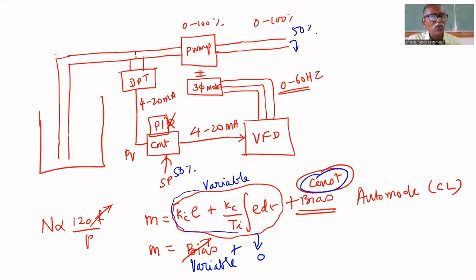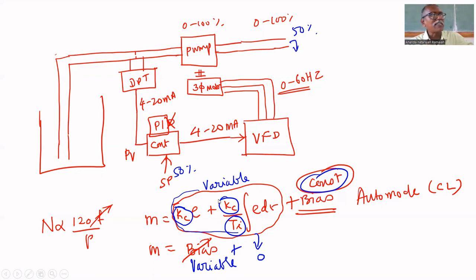Now, what we have to do? Tuning means what? We have to find Kc and Ti, because it varies from process to process. In the previous class, what we have seen is the level process. Its mathematical model is different. Its time constant is very large. But in the flow process, the time constant is negligible. Like an electronic process, the time constant is negligible. Here, the time constant is very, very small.